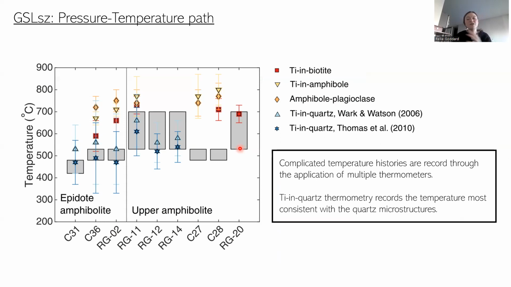And we actually did a range of different temperatures with the idea that we'd get a much more accurate temperature estimate using lots of different methods. However, we didn't quite see that. So here we've got temperature plotted against all the different samples that we were able to do it in for the upper amphibolite and the epidote amphibolite. And the grey boxes represent the microstructures in quartz and the temperature ranges that we're getting for them.